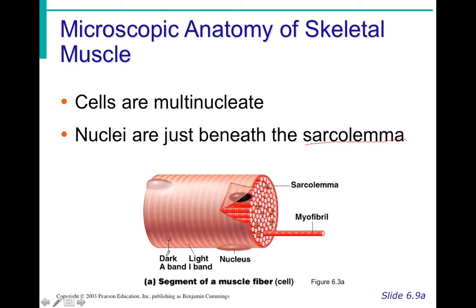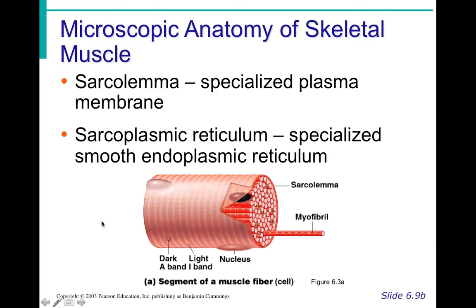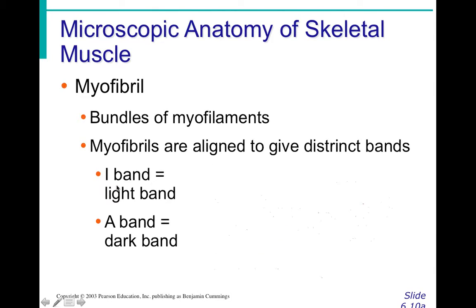We have striated muscle, a dark band here, a light band here. So the sarcolemma, like we already mentioned, is a specialized plasma membrane, and it also has within this the sarcoplasmic reticulum, which might sound a lot like endoplasmic reticulum, which you've heard of before in general biology, and that's a specialized smooth ER, and we're going to show you what that's used for here in just a minute.